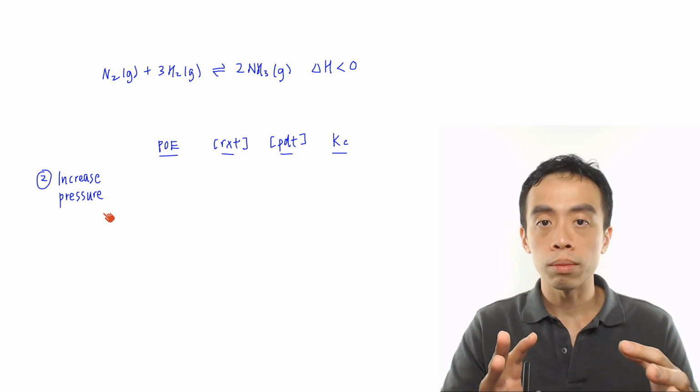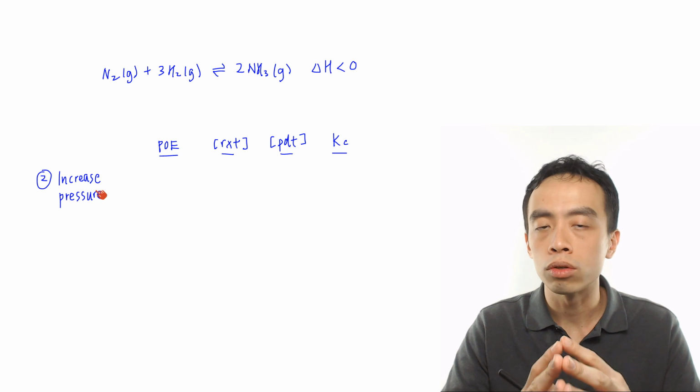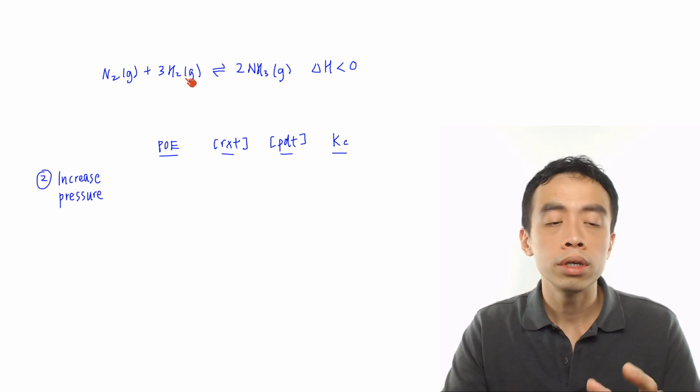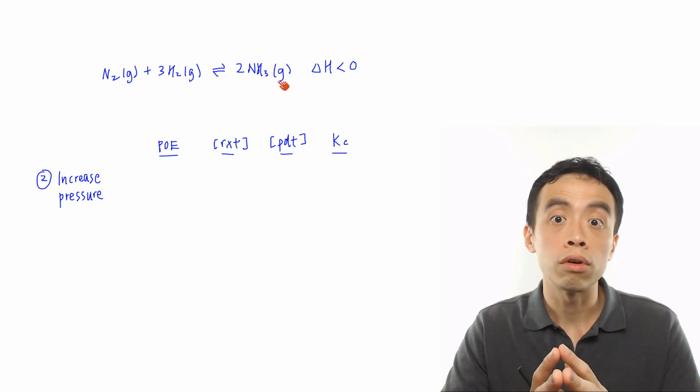Now when we talk about changes in pressure, we are assuming that there's an increase in the total pressure. There's also an increase in the partial pressure for all the gases. So we're increasing the partial pressure for N2, for H2, as well as the partial pressure for NH3.